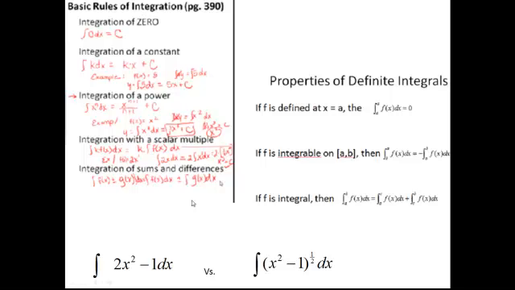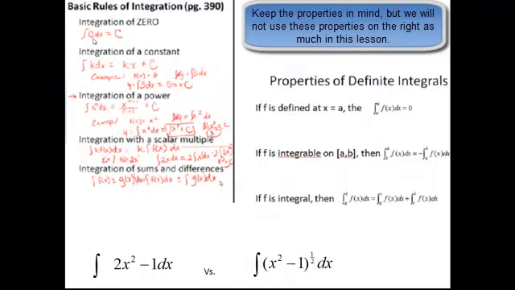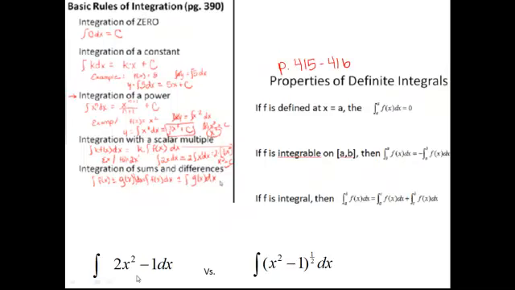So once again, here on page 390 are some of the basic integration rules. So if you ever are integrating the number 0, you're going to get a constant. So there are those 5 basic ones. What we've been practicing with so far is something like this, which could use any one of these properties up here that apply.